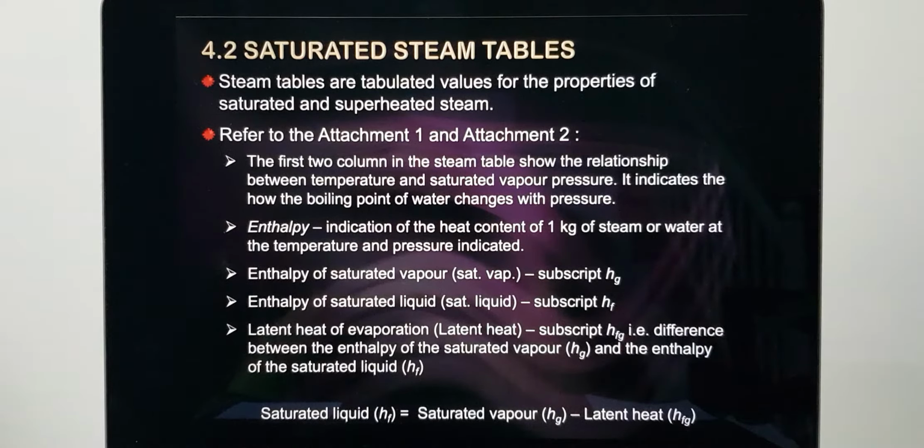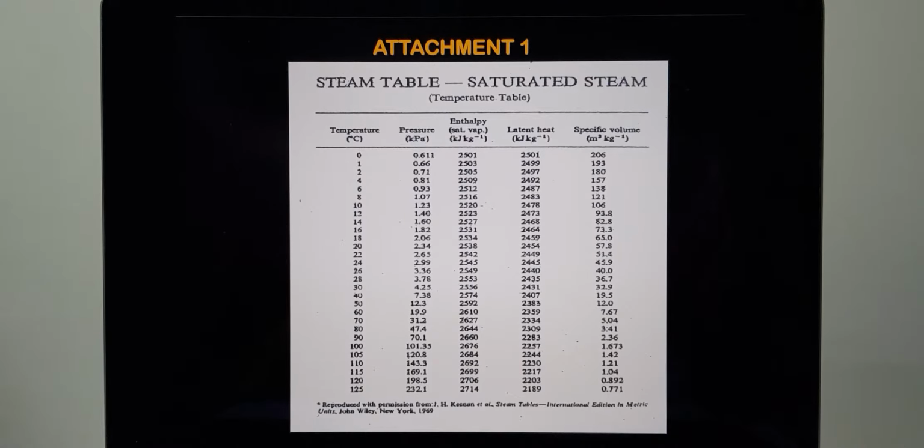Alright, then we move on to the saturated steam table. Steam tables are tabulated values for the properties of saturated and superheated steam. Please refer to attachment 1 and attachment 2, whereby you are going to deal with the columns that we have in the saturated steam table. Attachment 1 is meant for the saturated steam in degrees Celsius. If you look at the first column on your left hand side, the temperature is in degrees Celsius.